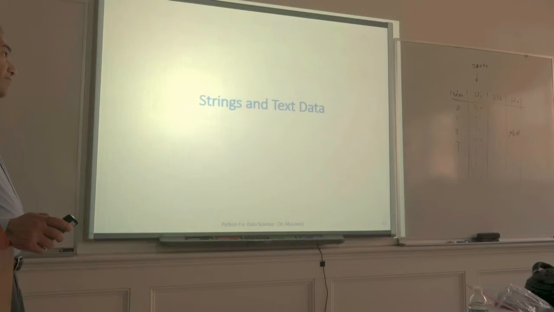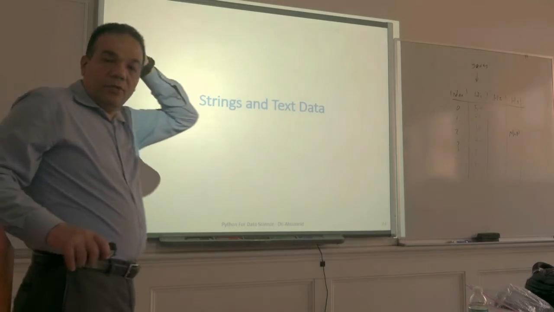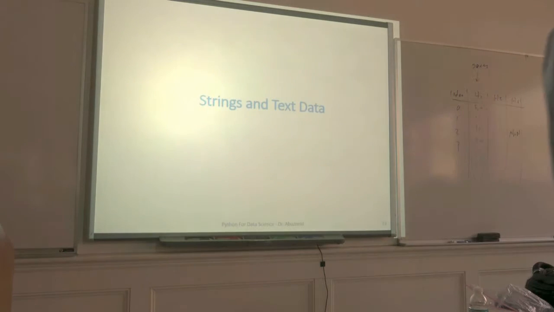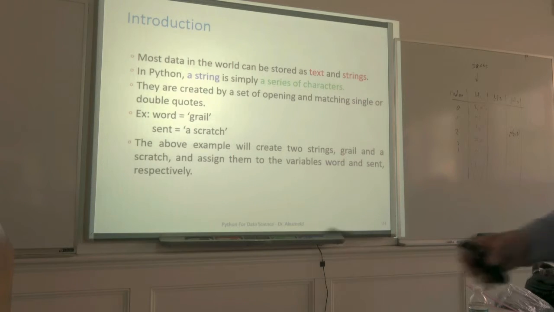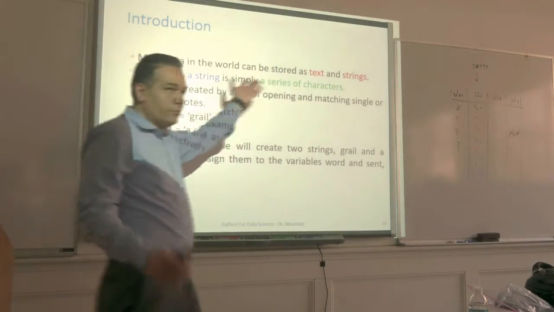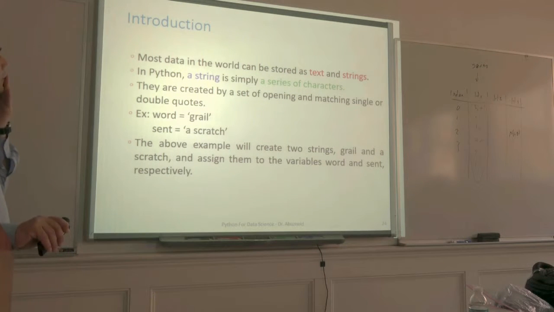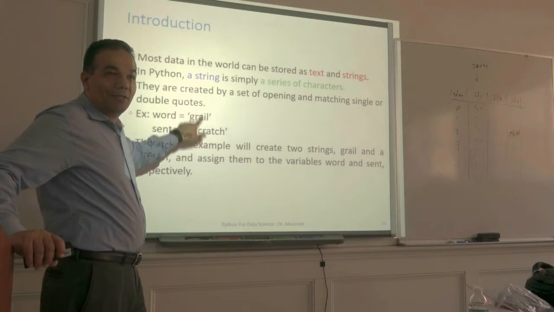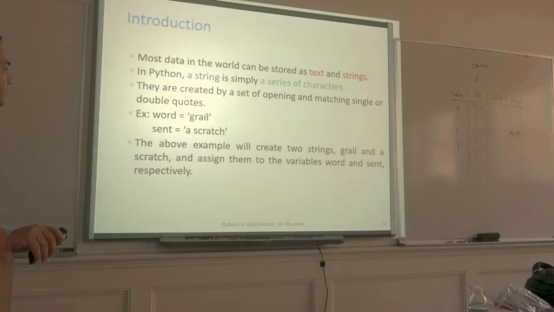Then we go to strings and text data. Okay, a big chunk, like 80%, 90% of the data we have is in what format? String, right? So we always have to have the tools and the talent to deal with strings. So most data in the world are text or strings. In Python, a string is a series of characters. That's what a string is. They are created by a set of opening quotes. You know how to create a string, right? We don't have to go back to these basic things. All right.